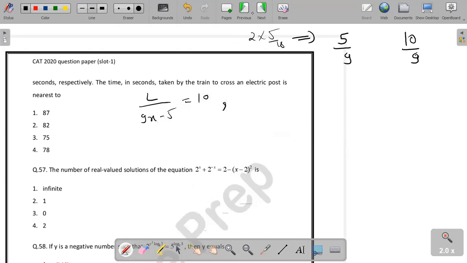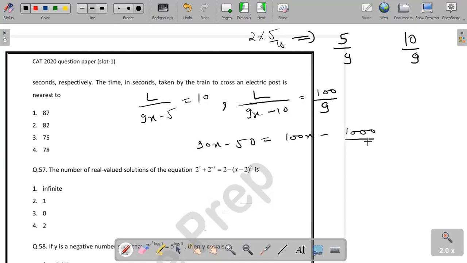Fine. Now it took 100 seconds to cover the second one. L by again, that is 9x minus 10 this time, and 100 seconds, so 100 by 9. It was quite similar. So from here I get L is 90x minus 50, and from here I get L is 100x minus 1000 by 9.